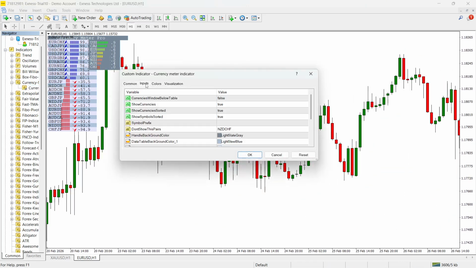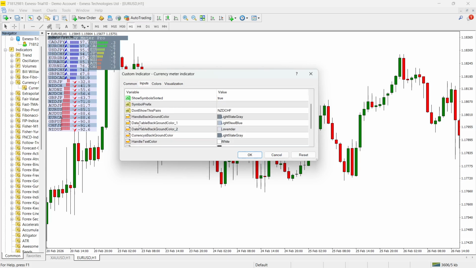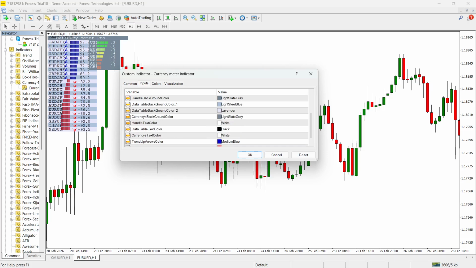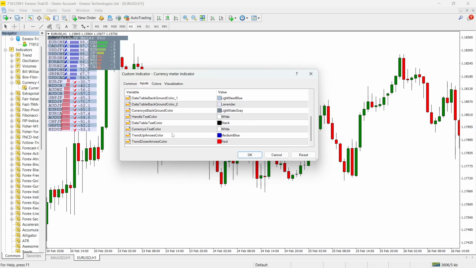As for the indicator settings, let's see what we have. So our customizable parameters include the currencies window below the table. You can choose to have it below the table or where it currently is, as you can see, set to false over here. We have the show currencies sorted, show symbols sorted. We can also choose our preferred colors for how the table appears, so it fits in and stands out clearly on your underlying chart theme.